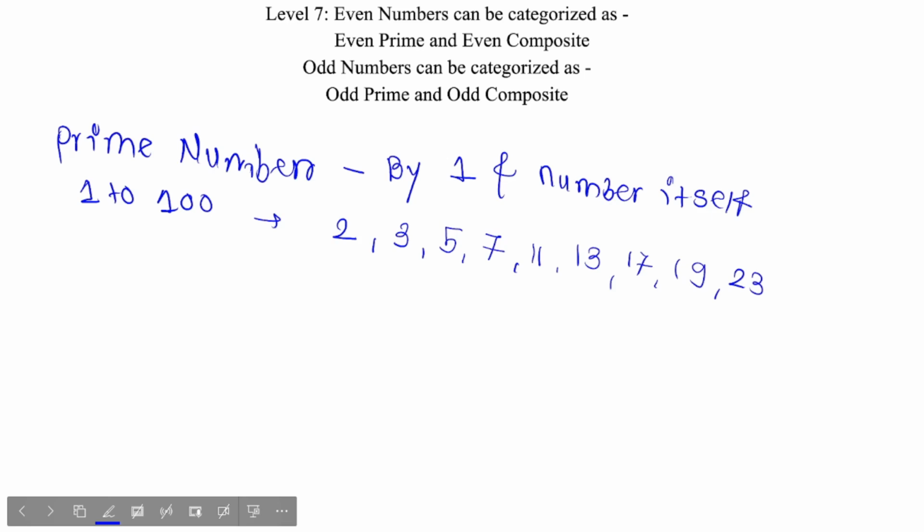Then 27, no. Then we have a 29, yes. 31, yes. 33, 34, 35, 36, 37, yes. 38, 39, no. 40, 41, yes. 42, 43, yes. 44, 45, 46, 47, yes.